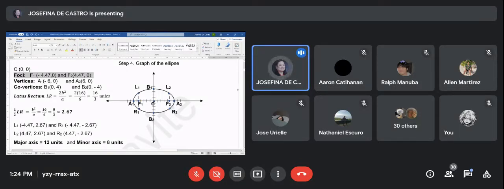Next, horizontal major axis. Therefore, the endpoints are on the left and right also of the center. So, 6 units to the right, 6 units to the left. Therefore, your vertices are negative 6, 0 and 6, 0. Co-vertices. If the major axis is horizontal, therefore the minor axis is vertical. Above and below the center. 4 units above, 4 units below. So 0, 4, and 0, negative 4.